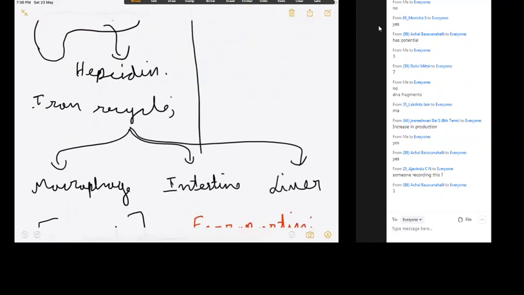This is an interesting part. For this, what I'll do is I'll take my whiteboard. Now I have our boss. This is liver. Okay. What does this liver do? This liver can secrete a peptide that is hepcidin.